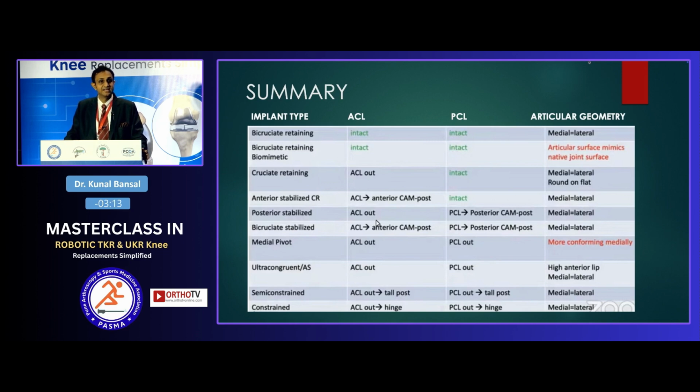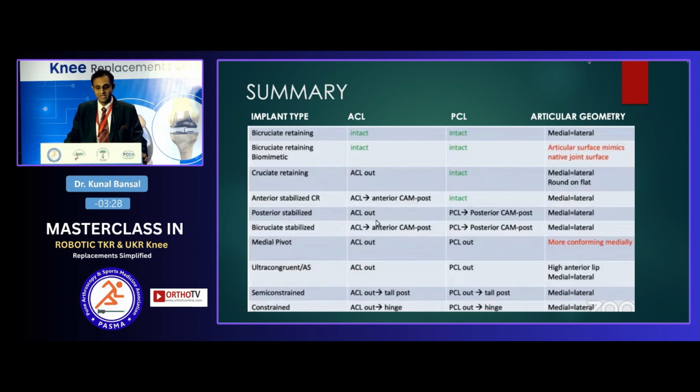Cruciate retaining, the ACL is out, the PCL is intact. Medial equals lateral, but it is round on flat articulation. Anterior stabilized CR, ACL, anterior cam post, the PCL is intact and medial is equal to lateral. Posterior stabilized, ACL and PCL are out, congruent. Bicruciate stabilized, ACL anterior cam post, PCL posterior cam post, medial lateral equal.